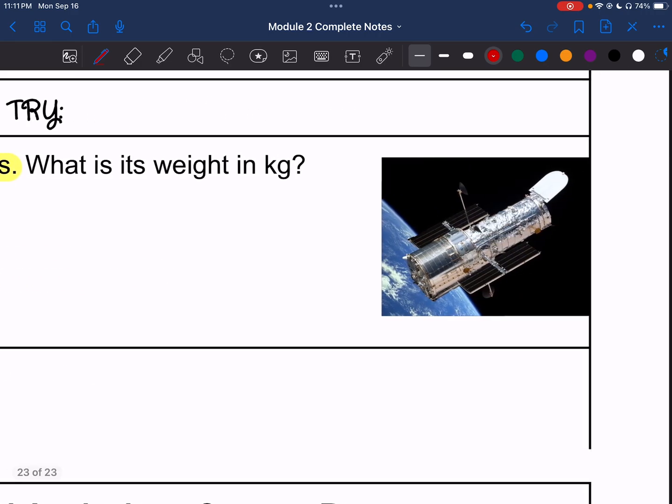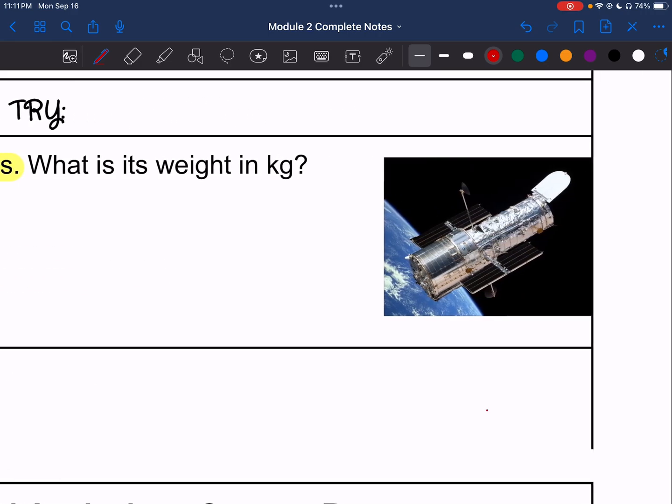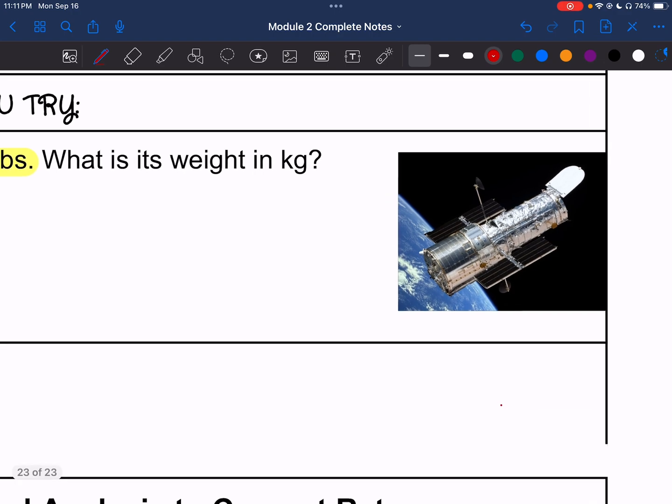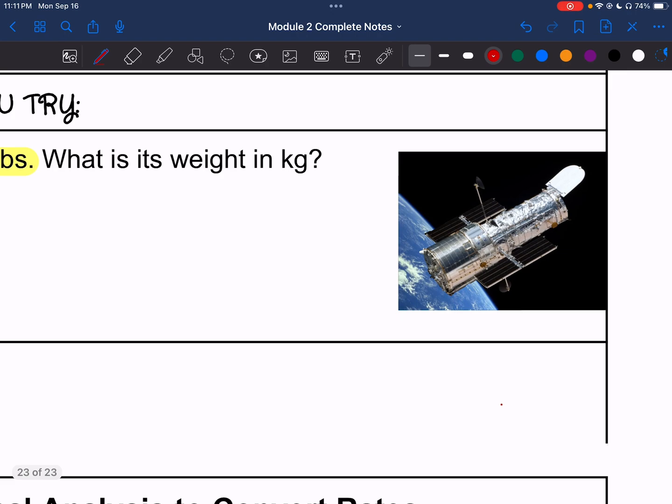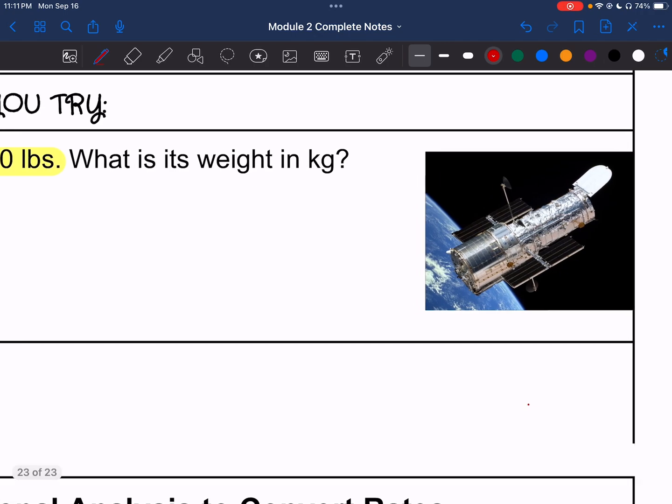Now, this was launched in the 90s, and at first it was a colossal failure. We will talk about that a whole lot more when we start talking about our optics and light unit in science class. Needless to say, after several repairs, Hubble Space Telescope has provided some incredibly beautiful pictures of the universe and expanded the science that we can do.